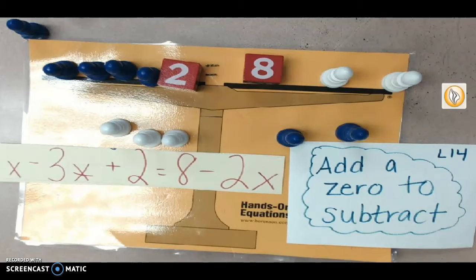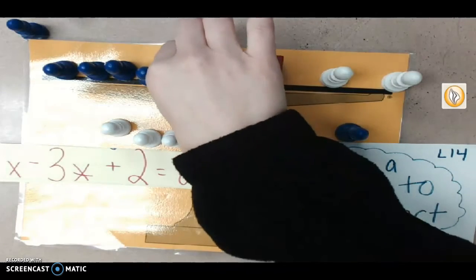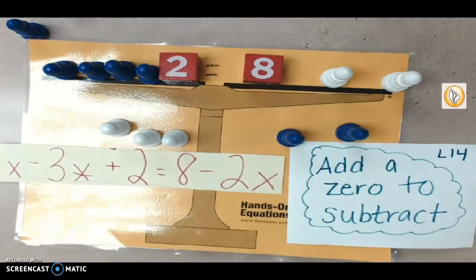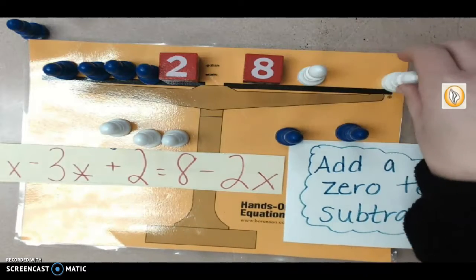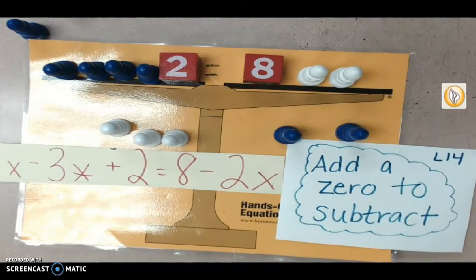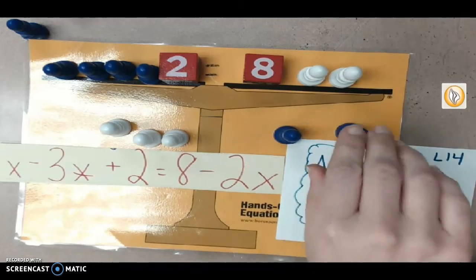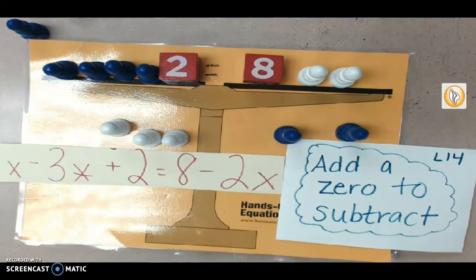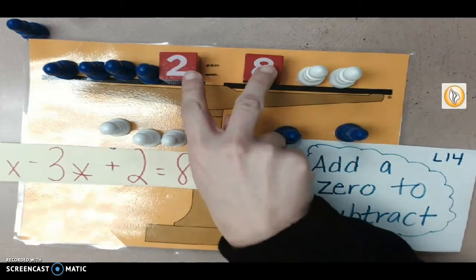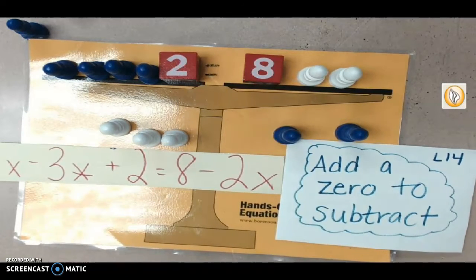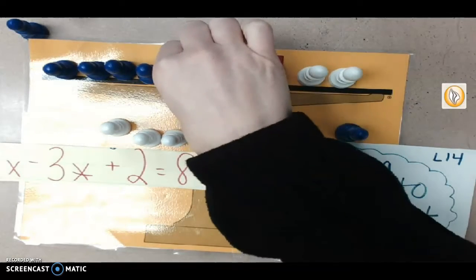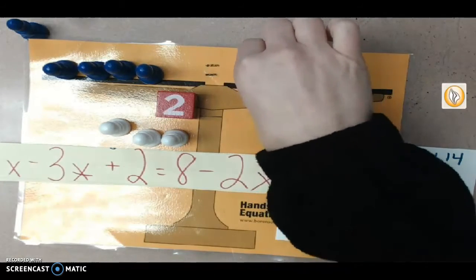So now I'm going to think about what I need to do. So there's 2 things that we need to do. We need to get our value cubes to stand alone and only have value cubes on one side. And then we also need to do some simplifying by adding zeros in order to simplify our equation. So we're going to start with the value cubes because we learned in lesson 13 that can help us. So I'm going to subtract 2 from both sides of the equation.